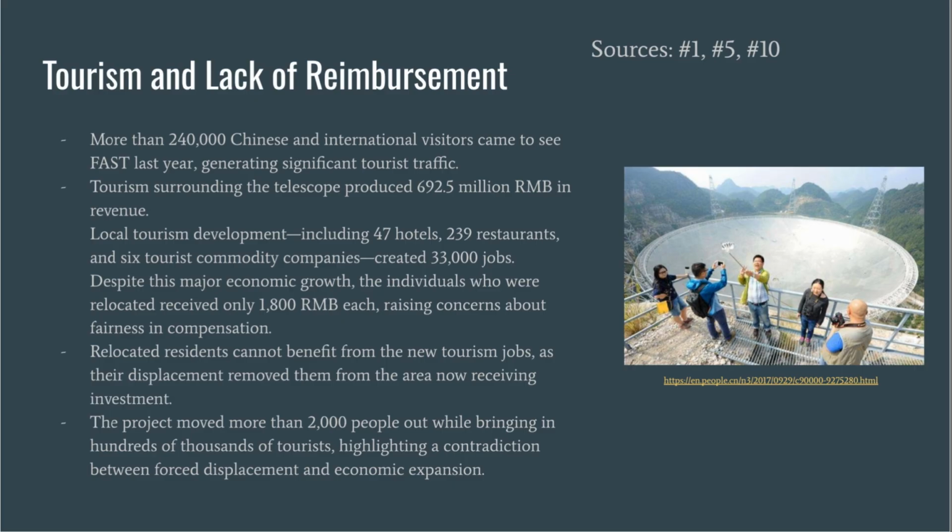But none of this economic growth benefits the people who were forced to leave. They received only $1,800 each and cannot access these new jobs because they no longer live in the area. So, we see a major contradiction. The government displaced 2,000 local residents to make room for hundreds of thousands of tourists, raising questions about who truly benefits from the FAST project and at what human cost.